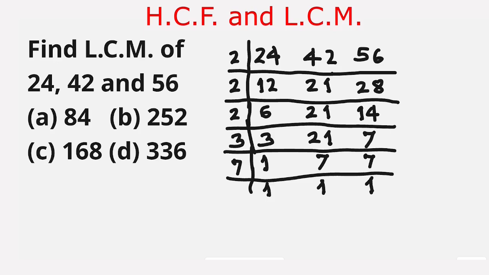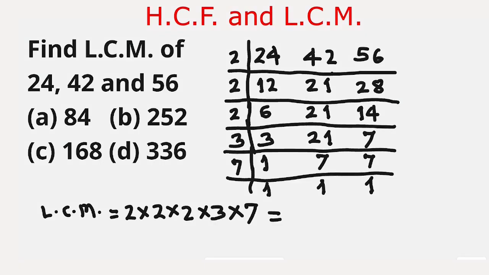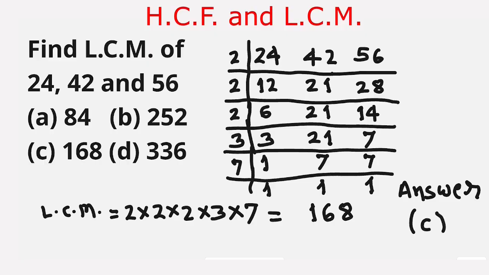Now our LCM is 2 multiplied by 2 multiplied by 2 multiplied by 3 multiplied by 7. 7 times 3 is 21. 21 times 2 is 42. 42 times 2 is 84. And 84 times 2 is 168. And this is our LCM. And from the given options, our answer is option C, 168.